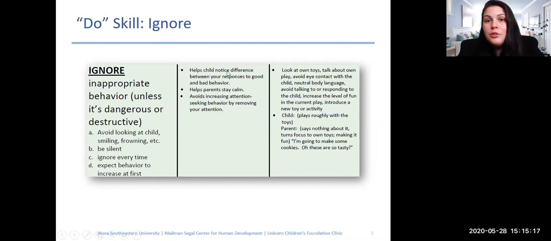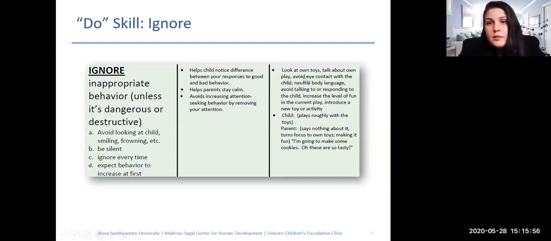This is going to help your child notice the difference between your responses to good and bad behaviors. When we think of the PRIDE skills, we are highlighting the things that they're doing, whether it's praising them, describing them, imitating them, or even just enjoying time with them. So how do they know what they're doing wrong? We're going to ignore them. We're going to make it very clear that this is not okay. I'm not going to engage with you. It helps the parents stay calm and not engage in a power struggle. It avoids increasing attention-seeking behaviors by removing your attention. With my dog, I'm not giving him attention, so he's no longer going to look for it. So here are some examples.